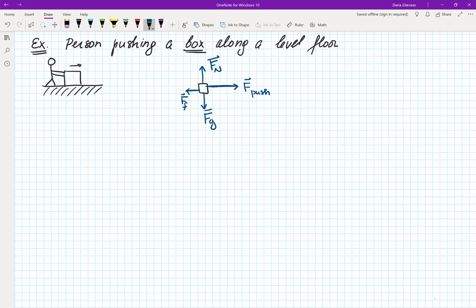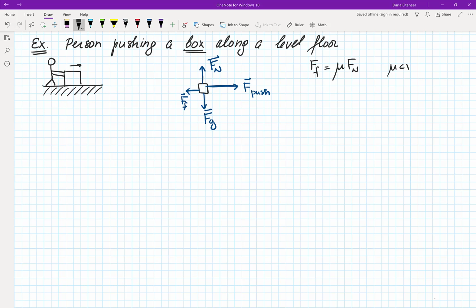Now, for this force of friction, we know that force of friction is defined as mu times the normal force, and mu is less than 1, right? So force of friction, I can say that that is lower than the normal force. The magnitude of it is lower. So I'm drawing that as a shorter vector. But that's all I can do here.